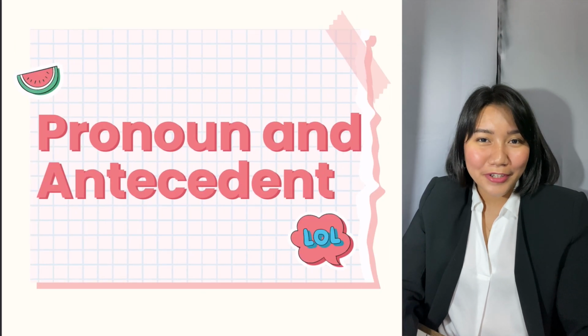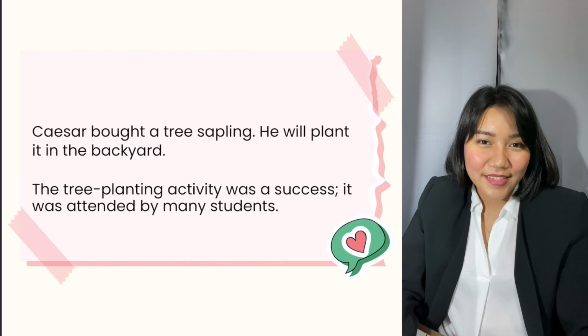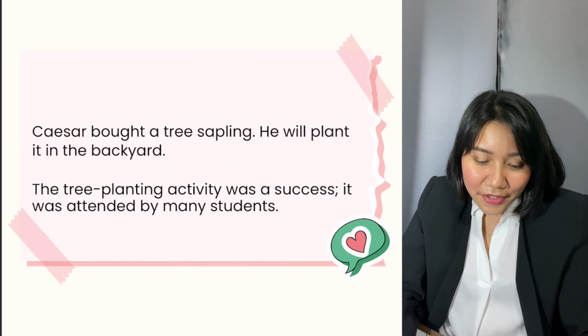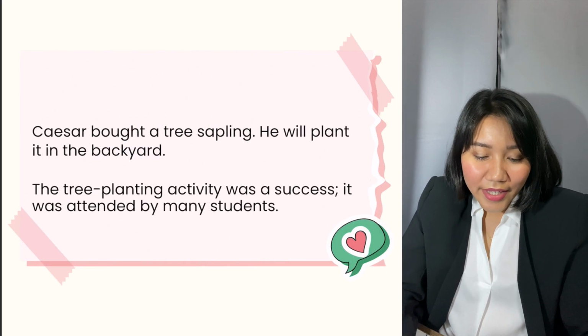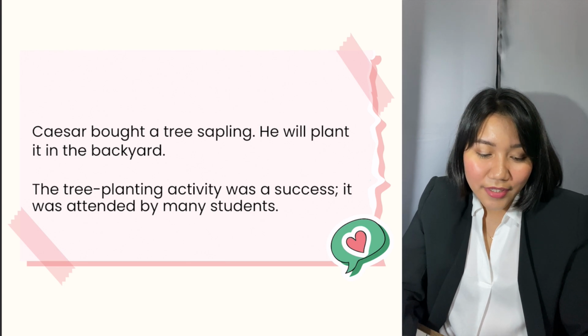In the previous video, we talked about pronouns but not so much about their antecedents. We have established that pronouns are words used to replace nouns in sentences. And the noun that the pronoun replaces is the antecedent. Let's take a look at these sentences. Caesar bought a tree sapling. He will plant it in the backyard. The tree planting activity was a success. It was attended by many students.